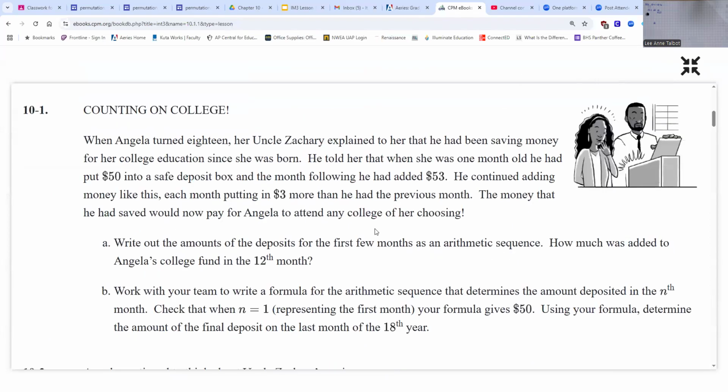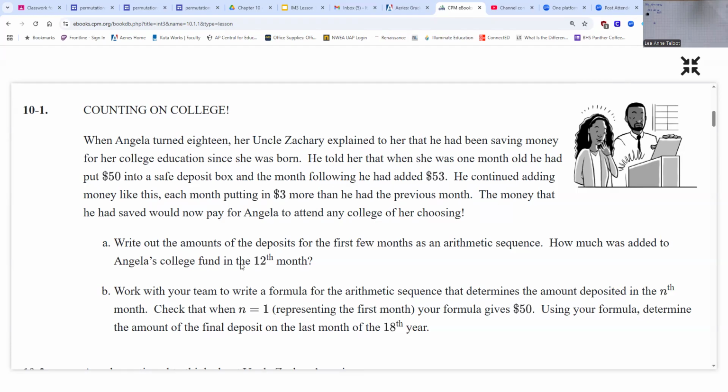10-1, Counting on College. When Angela turned 18, her uncle Zachary explained to her that he had been saving money for her college education since she was born. Lucky girl. He told her that when she was 1 month old, he had put $50 in a safe deposit box, and the month following, he had added $53. He continued adding money like this each month, putting in $3 more than he had the previous month. The money that he had saved would now pay for Angela to attend any college of her choosing. Write out the amounts of the deposits for the first few months as an arithmetic sequence. How much was added to Angela's college fund in the 12th month?